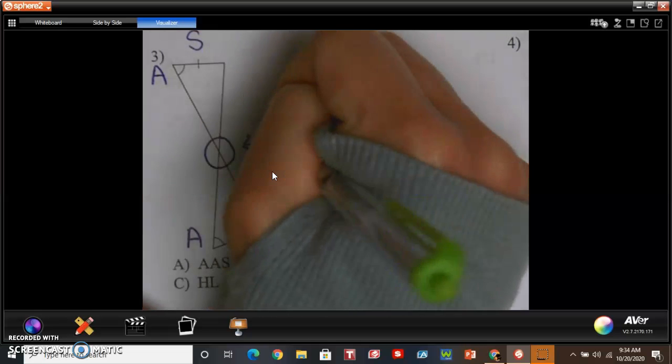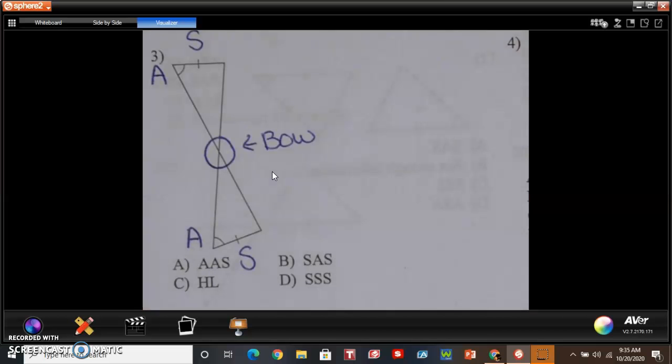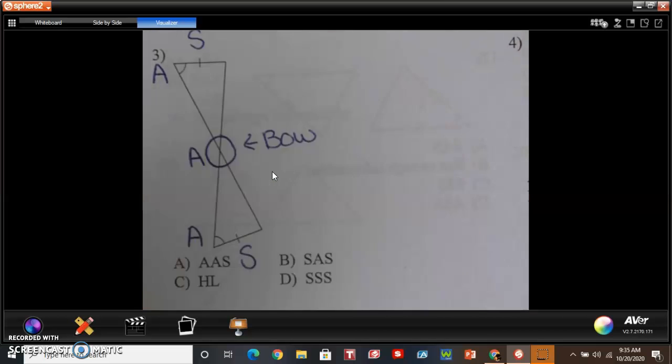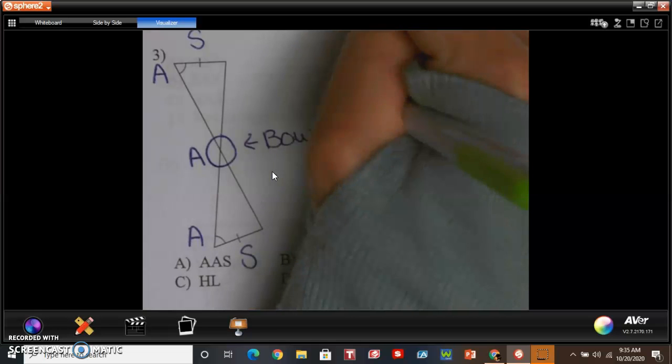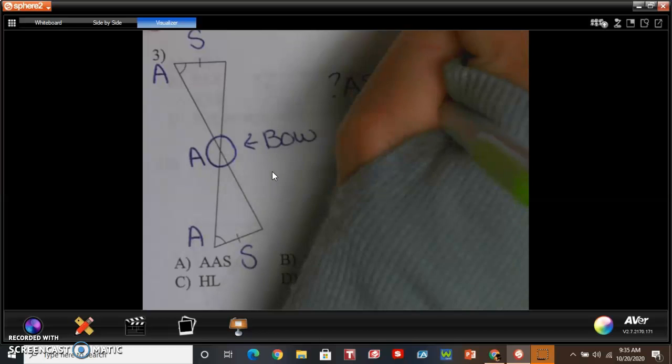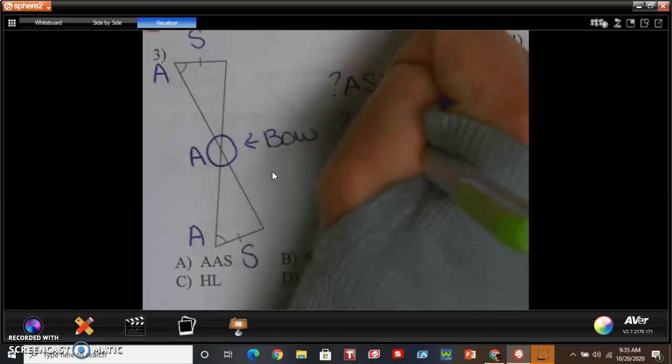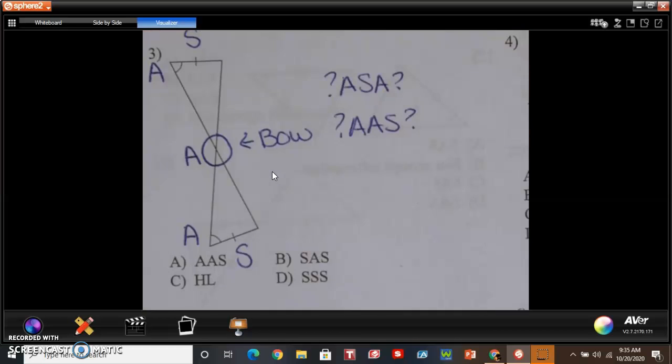Now, I'm going to look for other things like bow ties or shared sides. We don't have any shared sides, but we do have a bow tie, all right? Anytime we have a bow tie happening, this means we have another angle. So we have 2 angles and a side. So our options here are either going to be angle, side, angle, or angle, angle, side. So what I want to check is where this side is located to see if it is in between my angles. So I'm checking by connecting my angles.